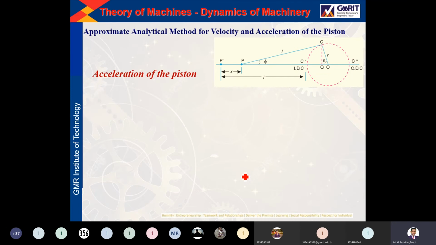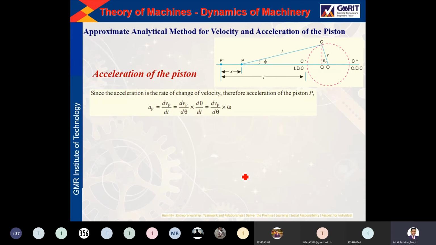Now acceleration. We already got velocity, and finding acceleration again is easy. dv by dt. So AP is nothing but what? Change in velocity by time, dvp by dt. So again I will write dvp by d theta times d theta by dt. I have written this for my convenience. Again d theta by dt is nothing but omega.